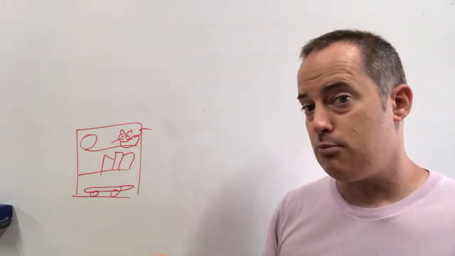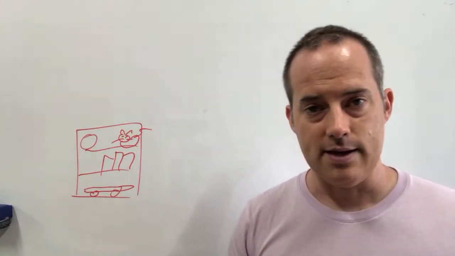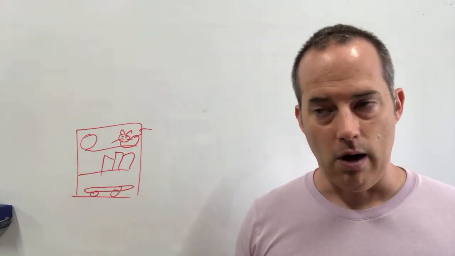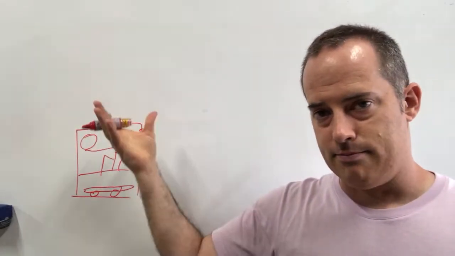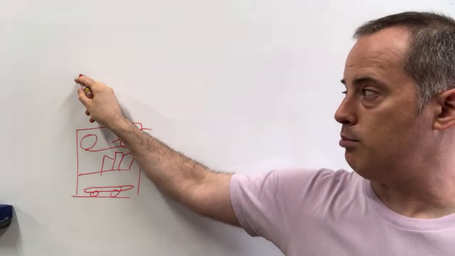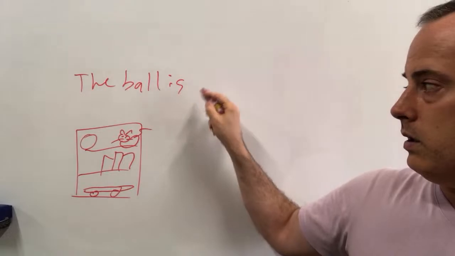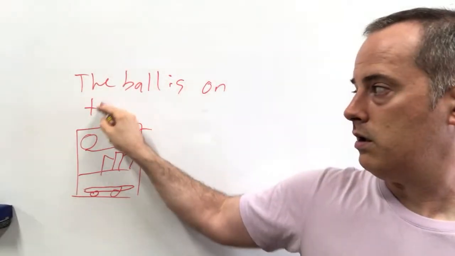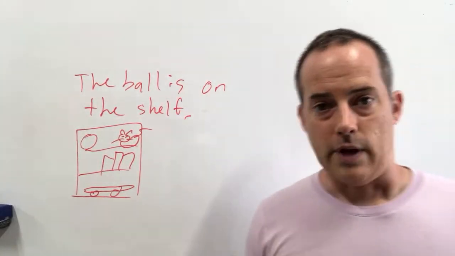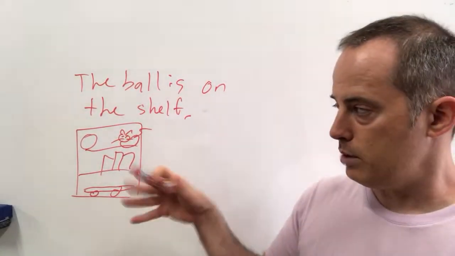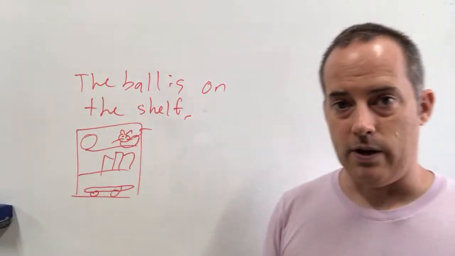Now, if I want to just talk about where something is, let's say a friend of mine says, where is the ball? So the question is, where is the ball? I can begin a sentence or just make a very quick statement saying, the ball is on the shelf. Now this is correct, and it's pretty precise. I mean, the ball is on the shelf somewhere. It's pretty accurate. The ball is on the shelf.